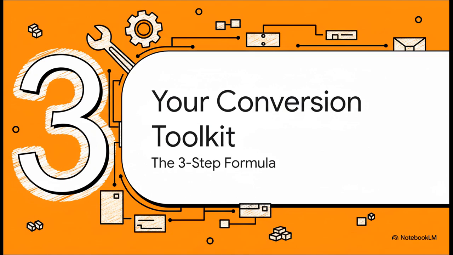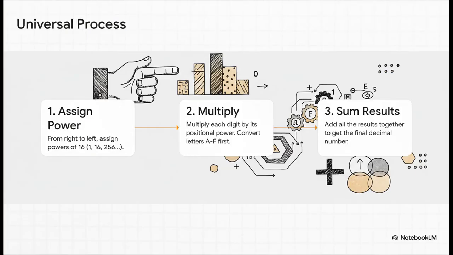So, what did we really learn here? We've basically put together a universal toolkit, a 3-step master formula that you can use to convert any hex number into a regular decimal number. Let's just boil it down so you'll never forget it. Here it is, the whole thing in 3 simple steps. 1. Assign the positional powers. Just start from the right with 16 to the 0, then 16 to the 1, 16 squared, and keep going. 2. Multiply. Convert any letters to their number value and multiply each digit by its positional power. And 3. Sum the results. Just add up everything you calculated. That's it. That is the entire method for cracking any hex code.